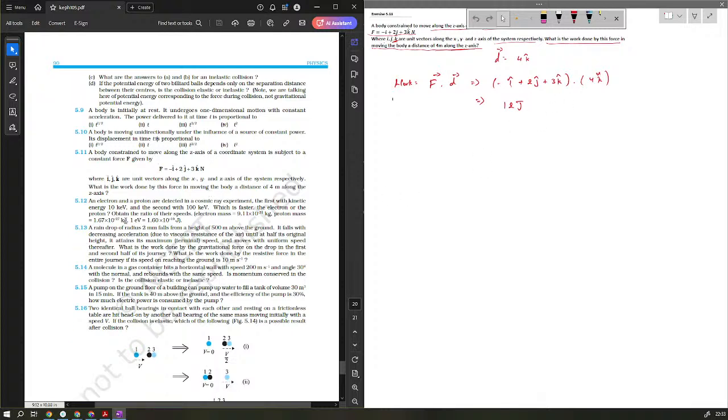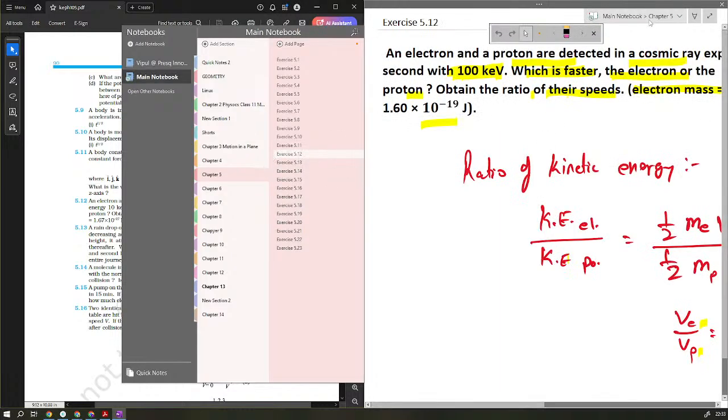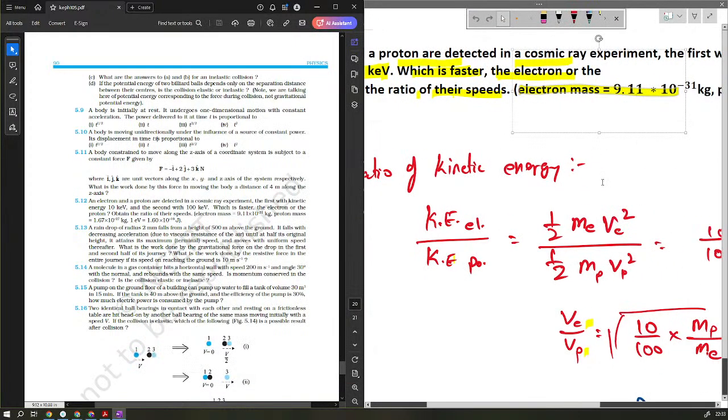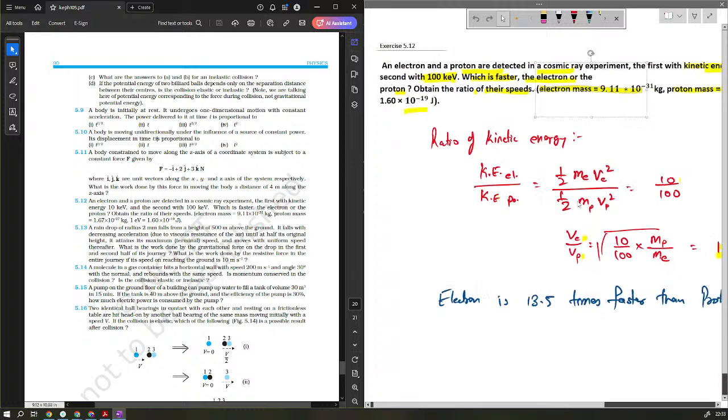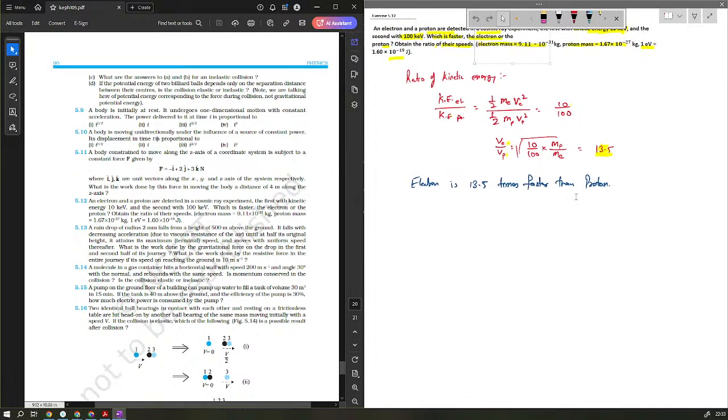In question number 5.12, we have been given that an electron and a proton are detected in a cosmic ray experiment, the first with kinetic energy of 10 kilo electron volt, that is that of the electron, and the second with 100 kilo electron volt. Which is faster, the electron or the proton? Obtain the ratio of their speed.